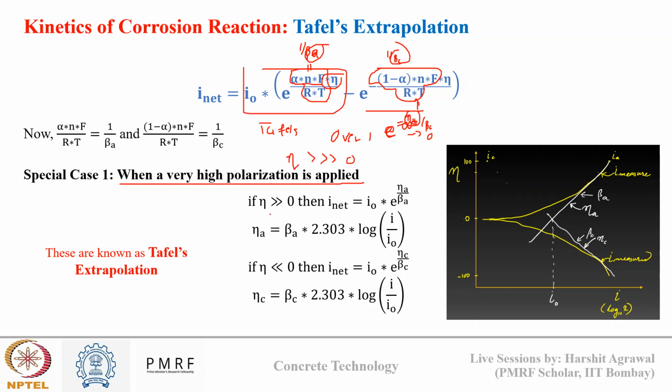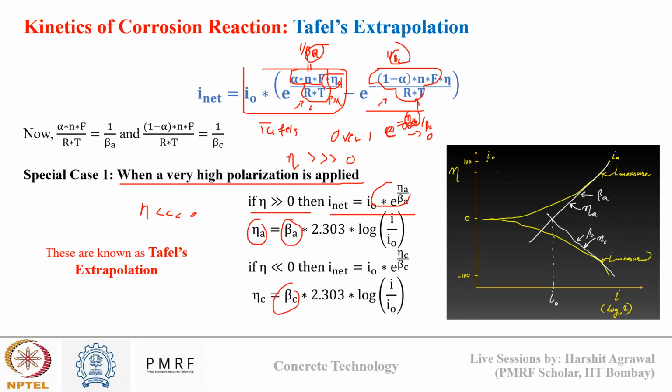You can see here, that is what we have written. If eta is greater than 0, then I net will be equal to I naught times e to the power eta upon beta a, because the second term will become equal to 0, and rearranging this equation, we can get the value of eta in terms of beta a. And if eta is very, very negative, then the same thing will happen. This first term will become equal to 0, and this term will dominate.